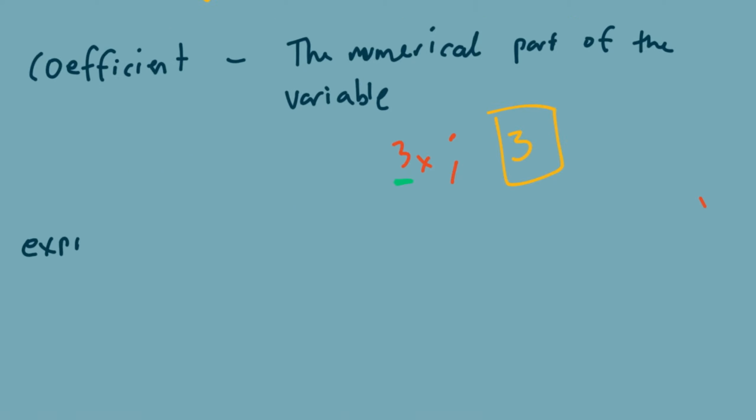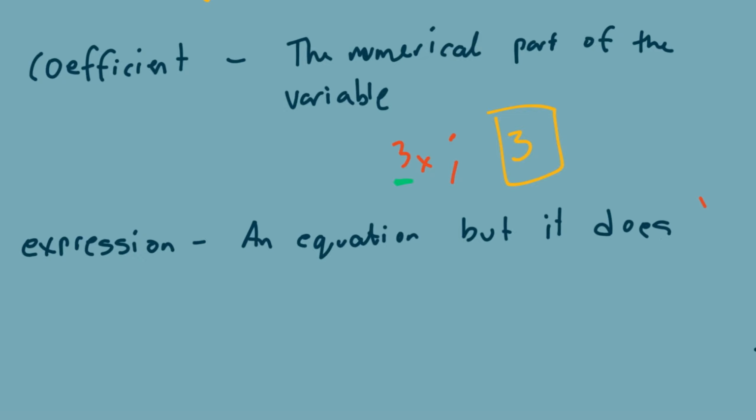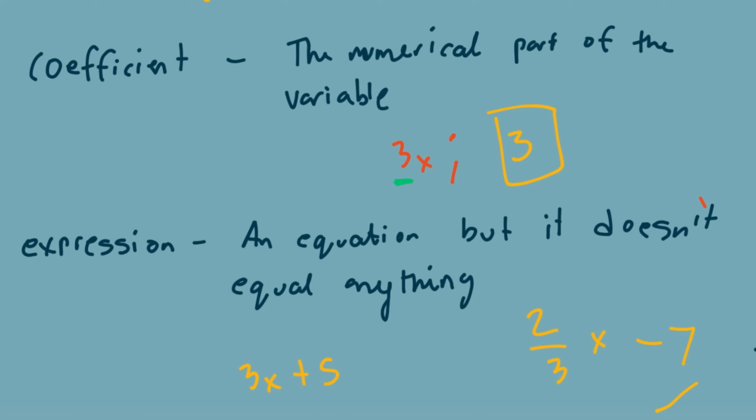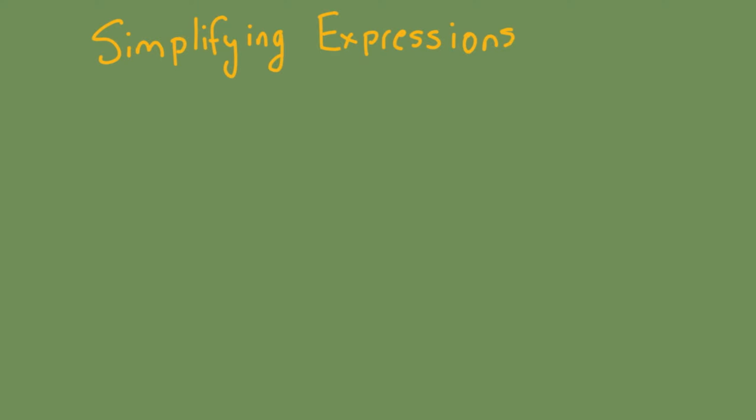And there's an expression. It's basically an equation, but it does not equal anything. So an example of this would probably be 3x plus 5, that's it, and 2/3 x minus 7, stuff like that. So it can be anything. Now that we know all the proper definitions, let's try to simplify some expressions.